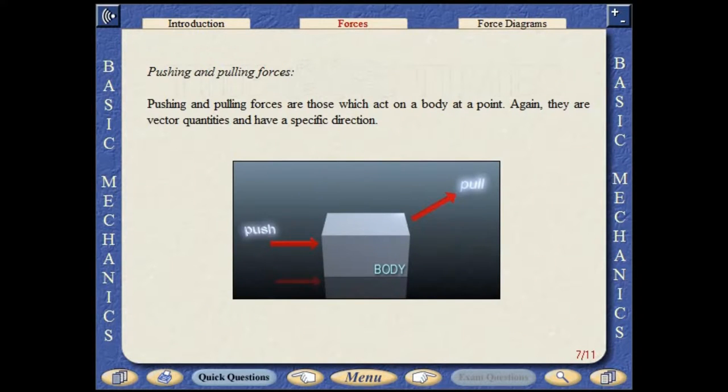Pushing and pulling forces are those which act on a body at a point. Again, they are vector quantities and have a specific direction.